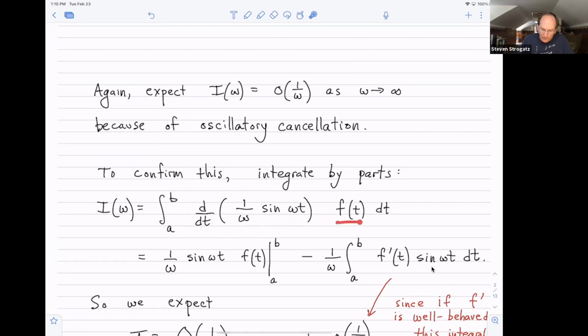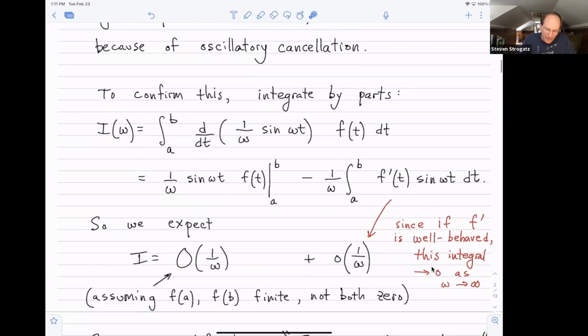This is like a function d of something else. So we get this function times this as the boundary term at a and b. And then we have to subtract this term, 1 over omega and then sine omega t inside the integral, times the derivative of this piece. So there it is, f prime of t. And the hope is that this boundary term will be the dominant contribution. Notice, by the way, it's of order 1 over omega, as expected.